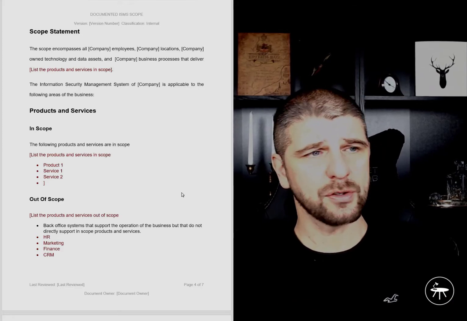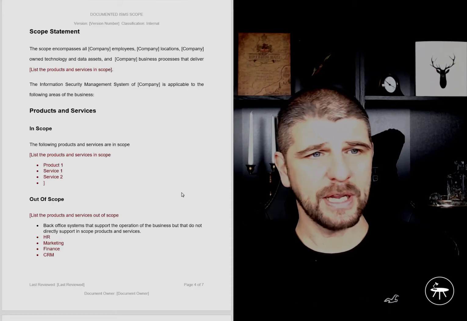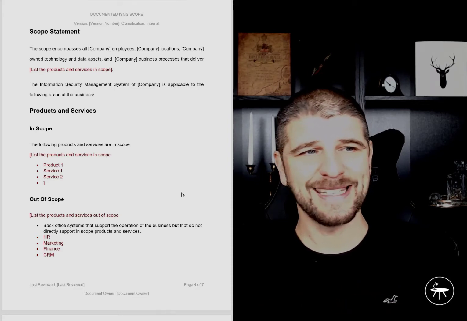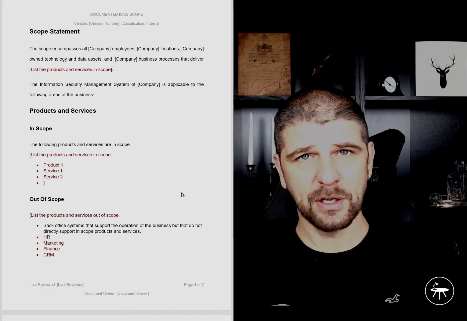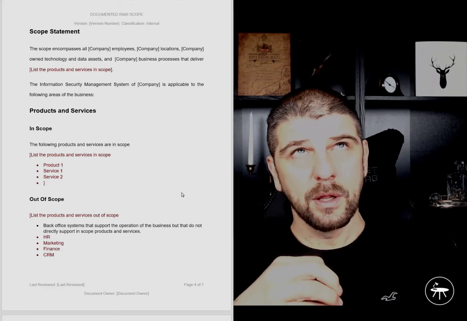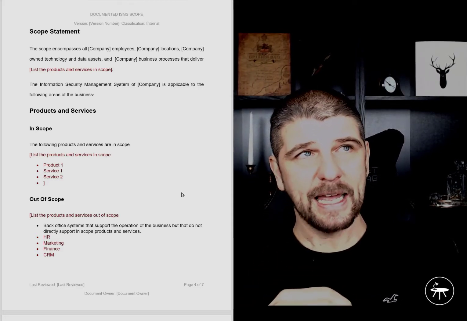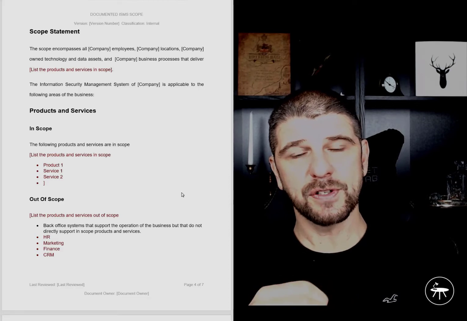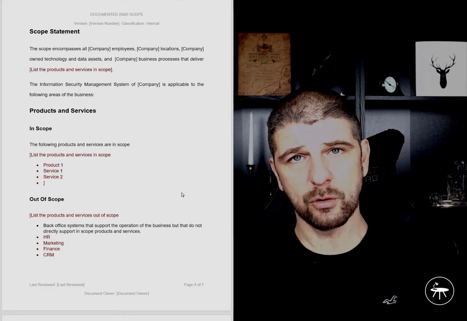So here we're saying that the scope encompasses all company employees, all company locations, all owned technology and data assets, and business processes that deliver the in-scope services. So the key here is to make sure that your scope is right and that you are not including in scope for certification things that are either going to cause you pain or going to cause you problems.